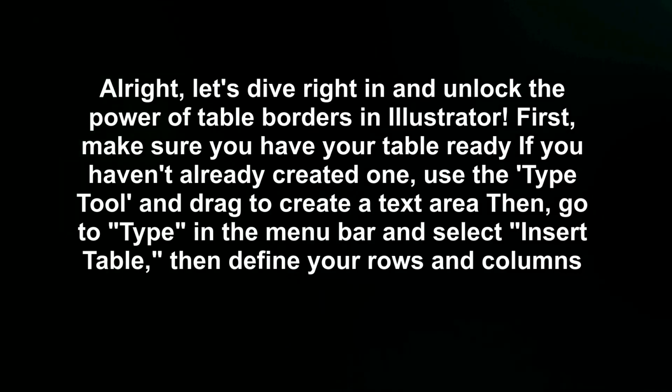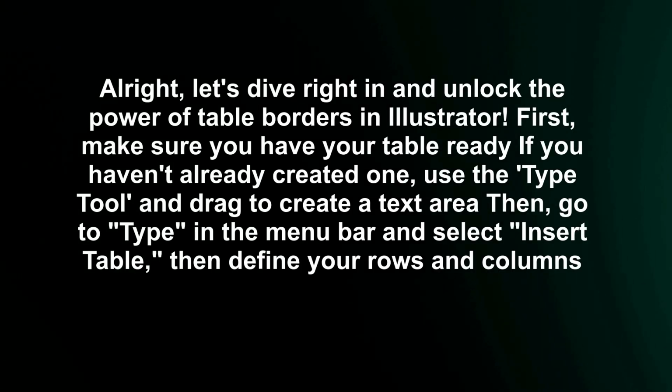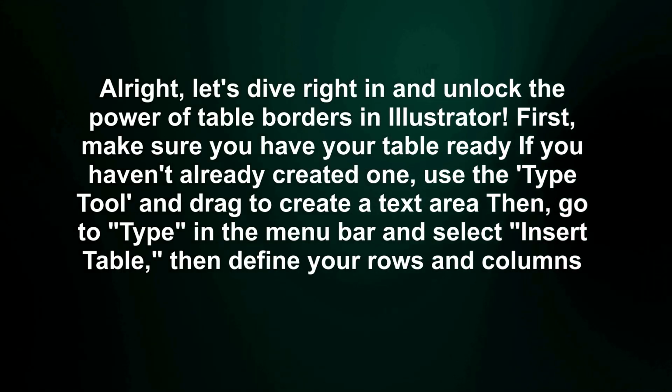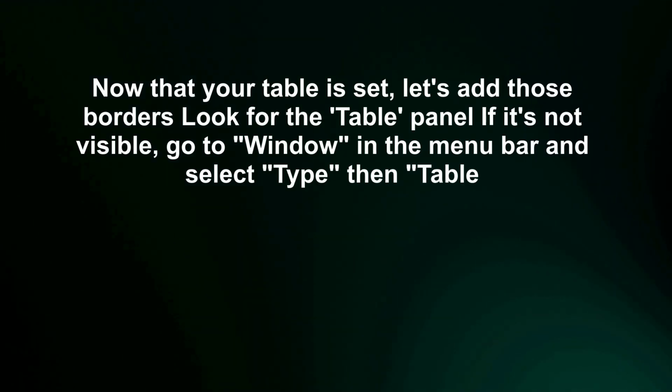If you haven't already created one, use the Type tool and drag to create a text area. Then, go to Type in the menu bar and select Insert Table. Then define your rows and columns. Now that your table is set, let's add those borders.